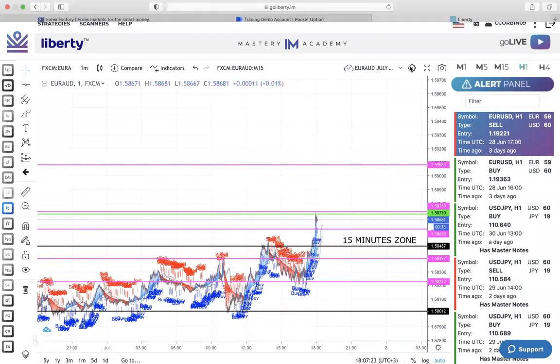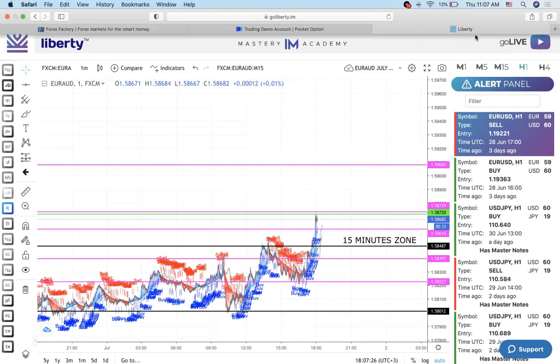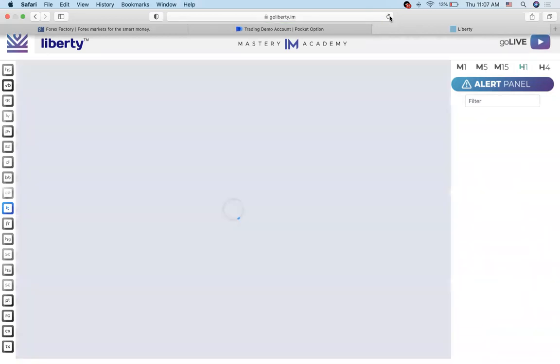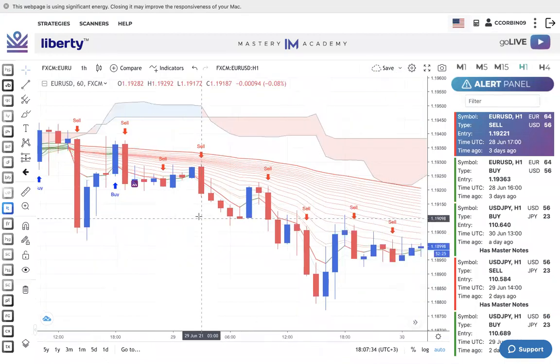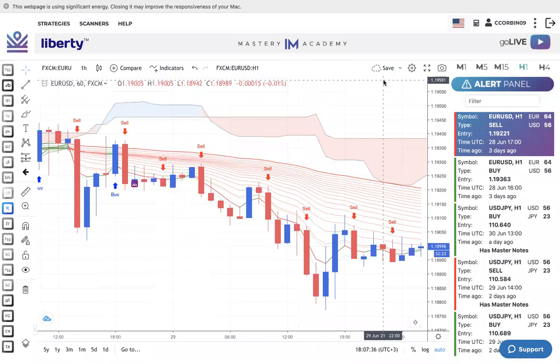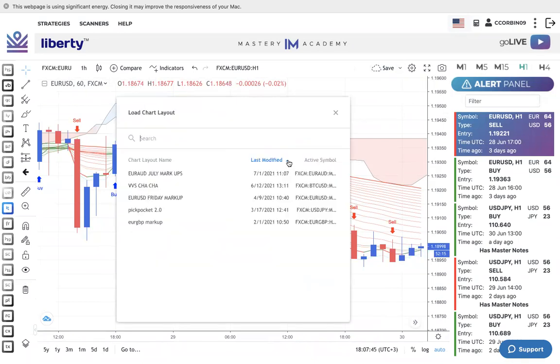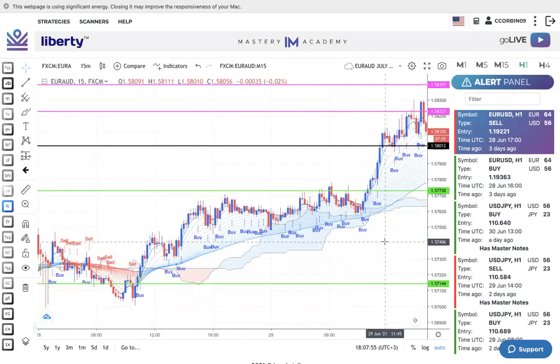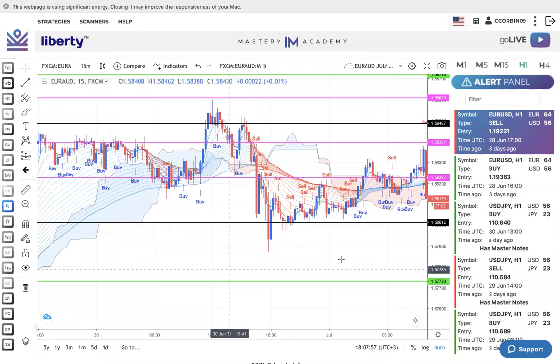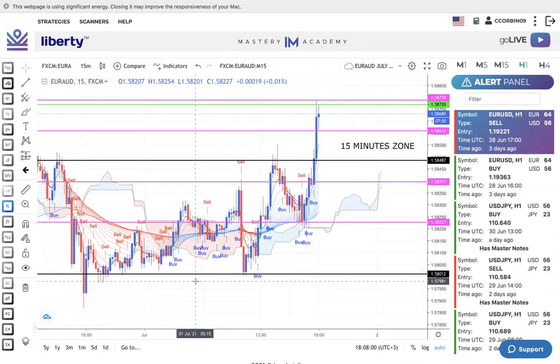So when you log back in, if you log out, let's say I refresh my page, or when I first log into the Libby scanner, you're not gonna have to do your markups again. You can just click this little arrow after you save it, click load chart layout, and then click Euro AUD July markups, and look at that. I promise y'all would not have to mark up a chart for a month.